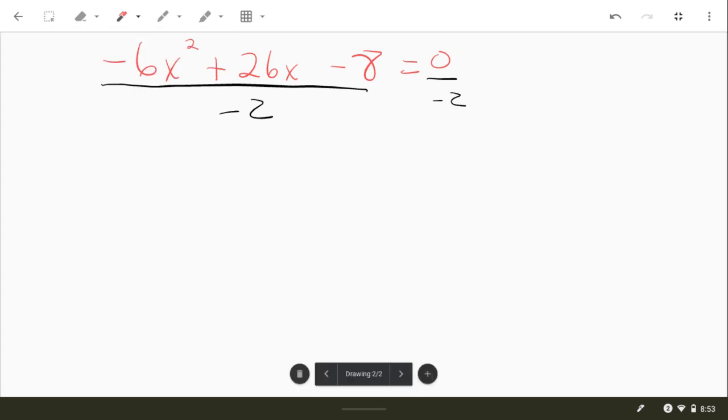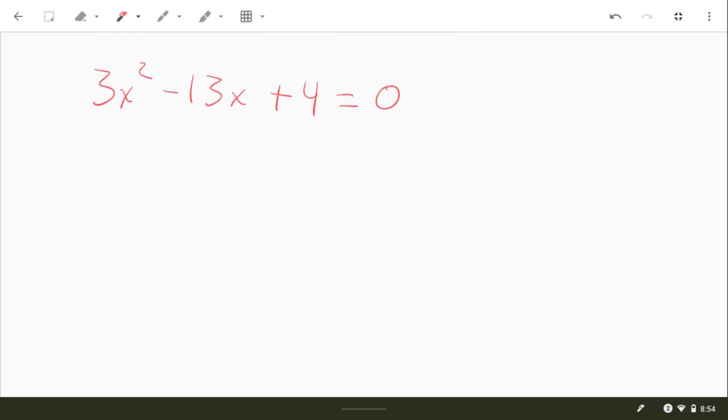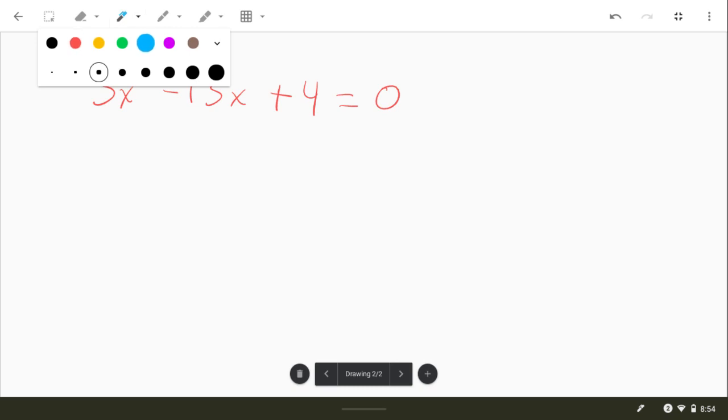So my negative 6x squared just becomes 3x squared. My negative 26x just becomes a 13x, and the negative 8 becomes plus 4. And then on the right side, because it's equal to 0, 0 divided by negative 2 is still 0. How do you like that? Okay, let's go.